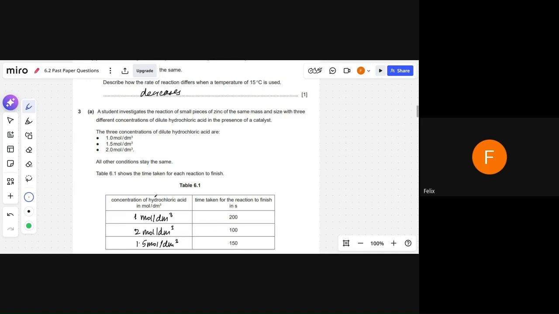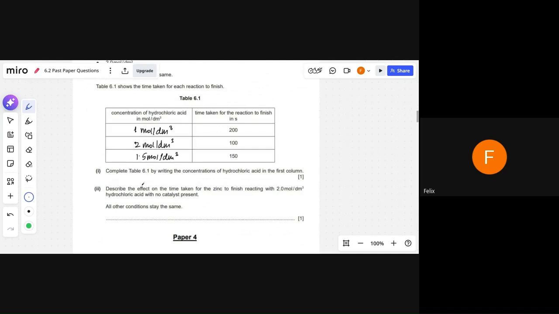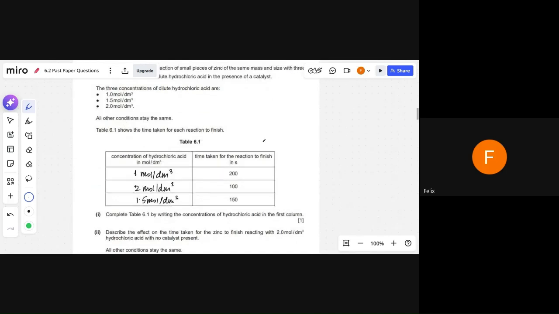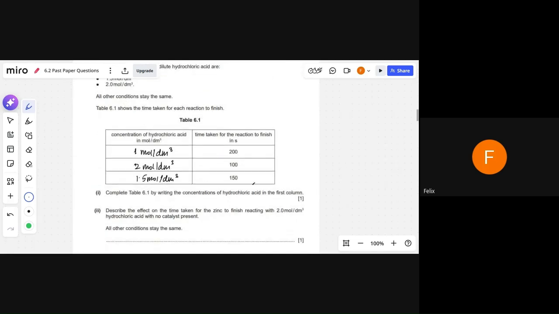So now we move on to the next part. Complete table 6.1 by writing the concentrations of hydrochloric acid. Yeah, I think we did that. That's why I read the question again. I was looking for a graph or something. So this is what they wanted us to do.